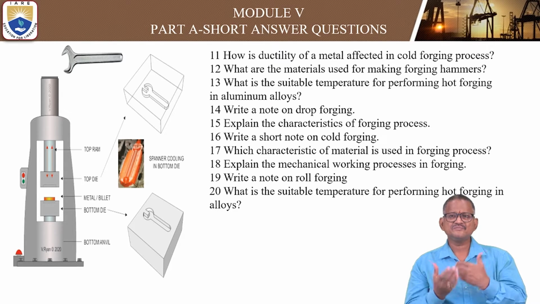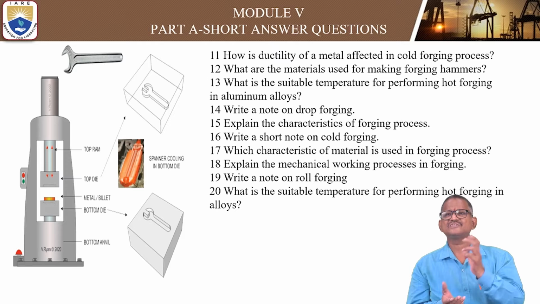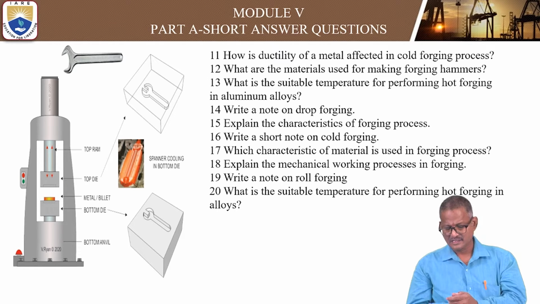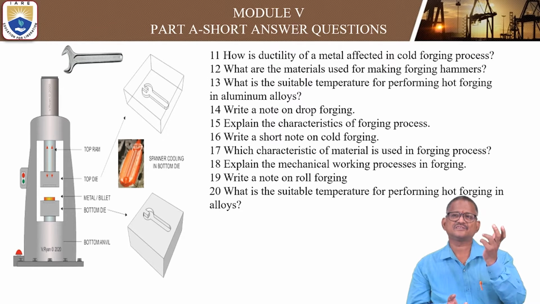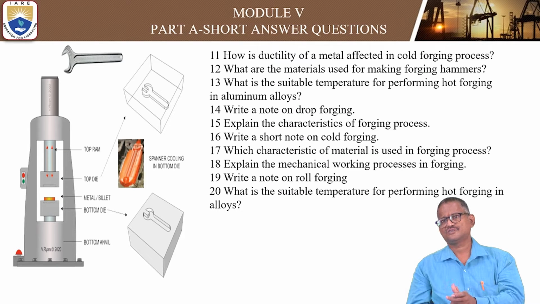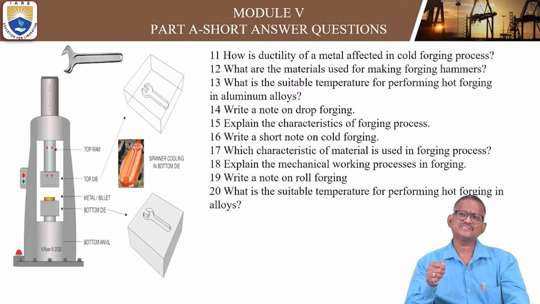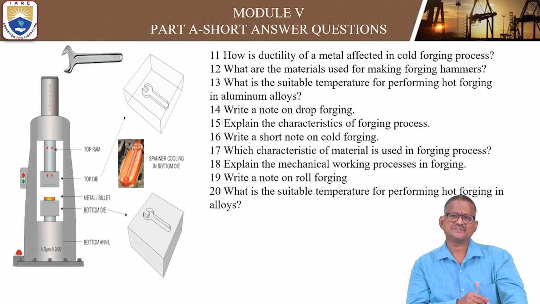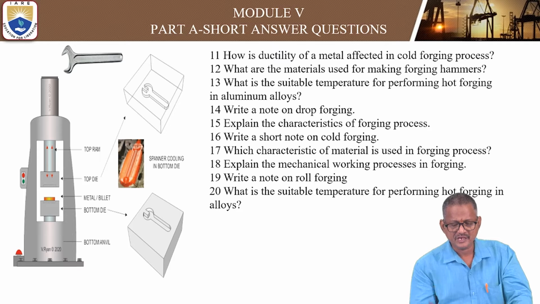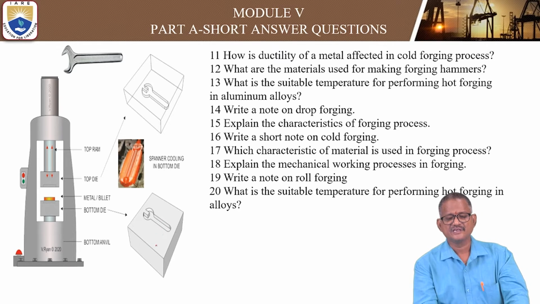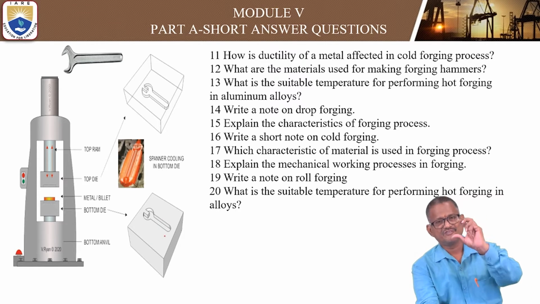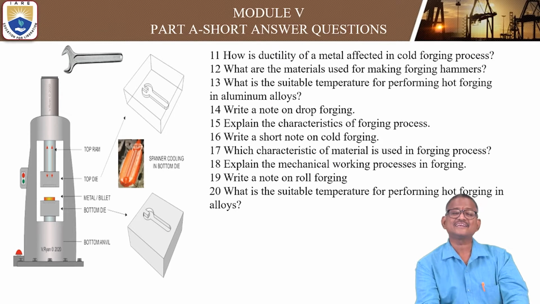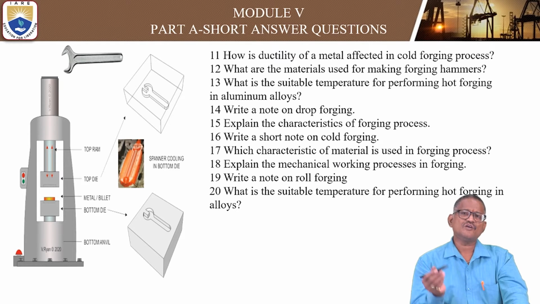And what are the materials used for making forging hammers? In general, some alloy steels and some forged hot die steels, etc., because the hammers must have more strength than the workpiece. Only then can they apply that pressure. Even you can see the making of spanners, adjustable wrenches and connecting rods. These are all made by the drop forging process.